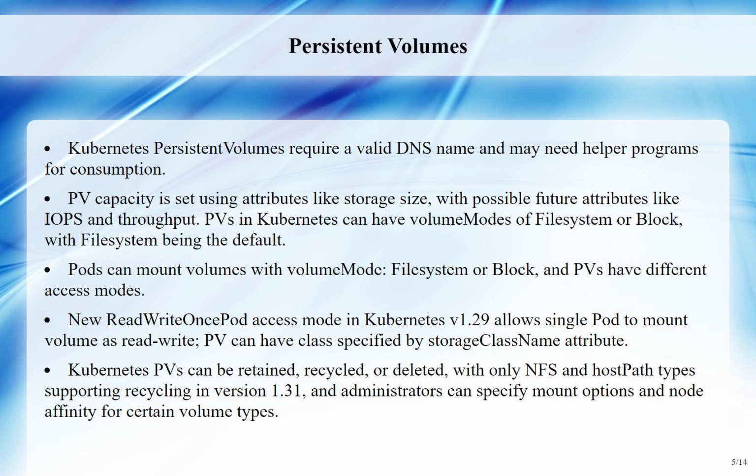Kubernetes administrators can specify mount options for persistent volumes for certain volume types, such as Azure File, CephFS, and NFS. Mount options are not validated and may cause the mount to fail if invalid. Node affinity can be set for a PV to define constraints on which nodes the volume can be accessed from.